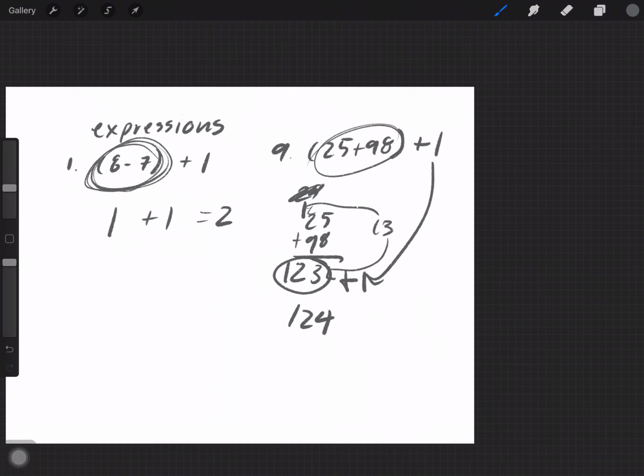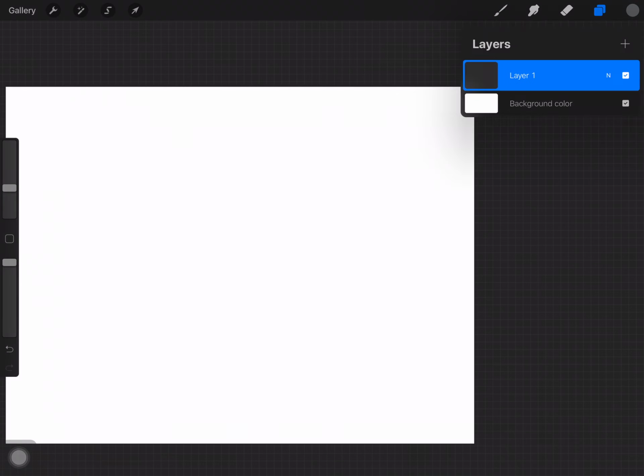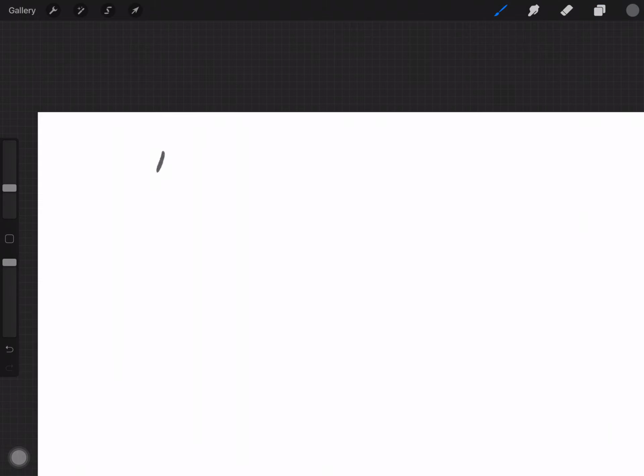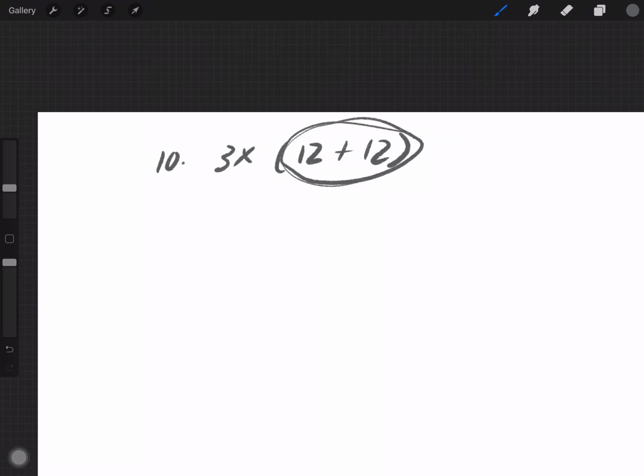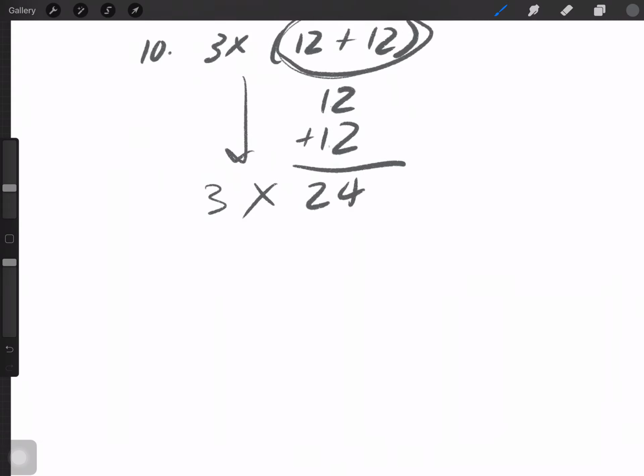And then there is some multiplication. I'm just going to clear this. It's the same page. Number 10 says 3 times 12 plus 12. So you're still going to want to do the thing in the parentheses first. 12 plus 12. 2 plus 2 equals 4. 1 plus 1 equals 2. And you want to move this down. 3 times 24. 24 times 3. Write it like this with the bigger number on the top.